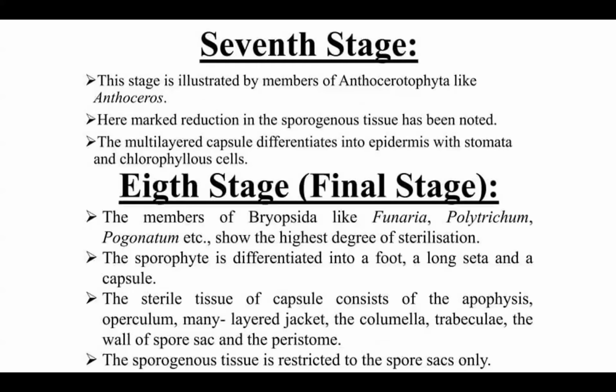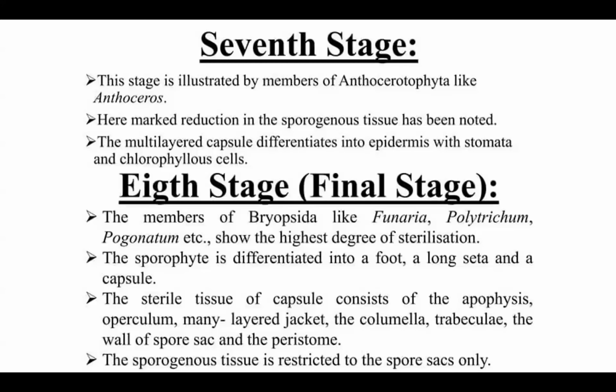Seventh stage, that is Anthocerotopsida, Anthoceros, which we have studied. The specialty of Anthoceros is that a marked reduction in the sporogenous tissue has been noted here. A multi-layered capsule, differentiated epidermis with stomata, and chlorophyllous cells are present. So the epidermis and chlorophyllous tissue, all these are developed here. So more sterile tissue is developed here.